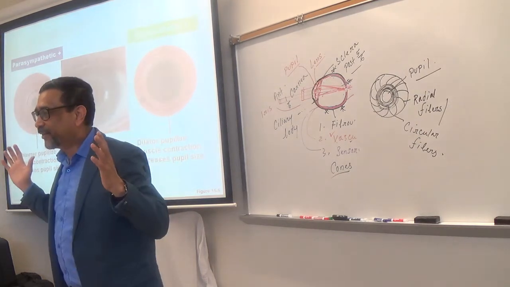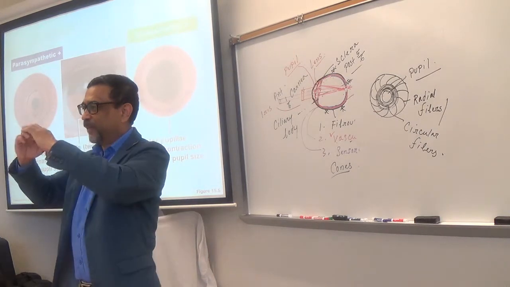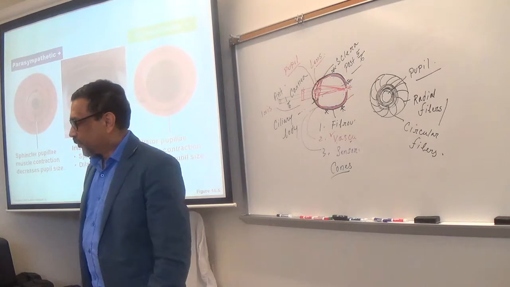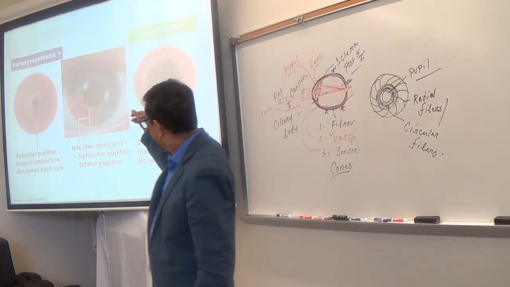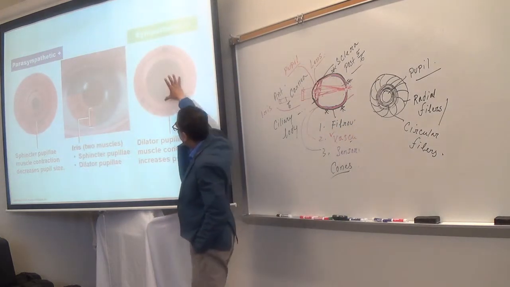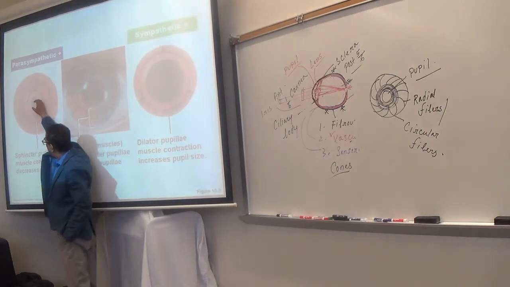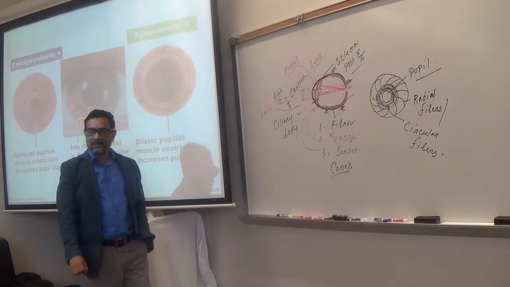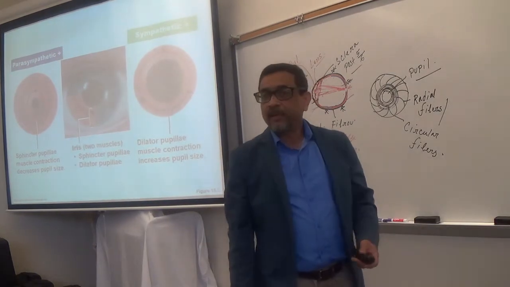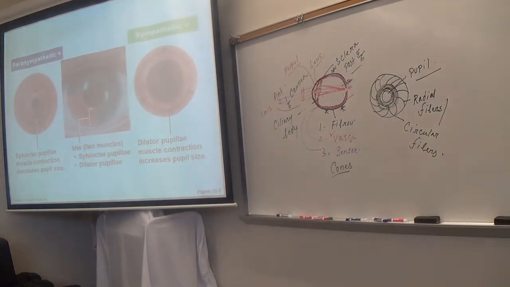You are scared, sympathetic stimulation, okay? You are nervous, that will dilate the pupil. So that's the action of sympathetic and parasympathetic. Strong sympathetic stimulation will dilate the pupil a lot, and strong parasympathetic will constrict the pupil. So that's the response. Bright light will constrict, a small amount of light will dilate.